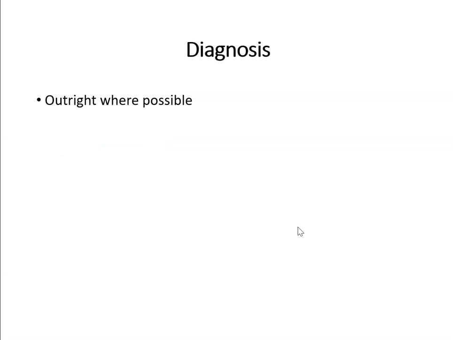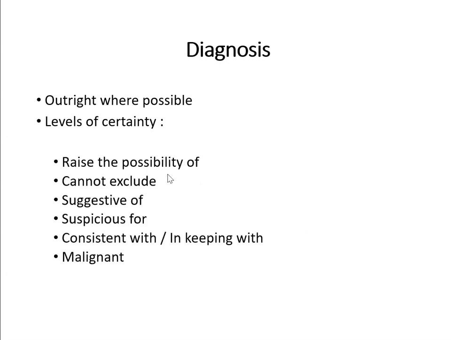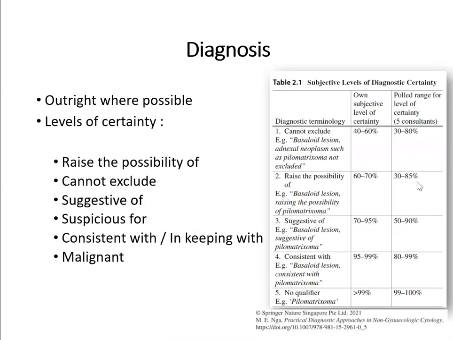In terms of the diagnosis, of course, give the outright diagnosis where possible if it is an obvious, definitive case, and just be aware of the terms used in different levels of certainty. It is difficult to really prescriptively assign percentages of likelihood for these different terms, and I have tried to do this from a informal personal survey of individual consultants, and we can see that my own subjective level of certainty for these terms does differ from the group of polled consultants.